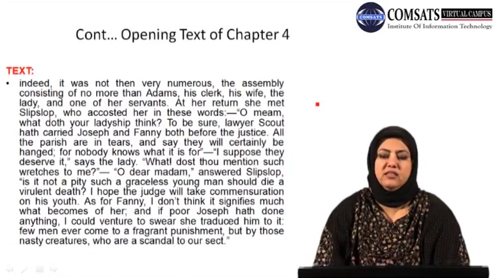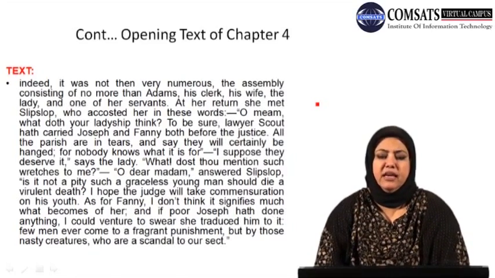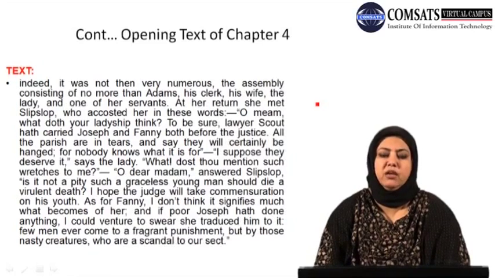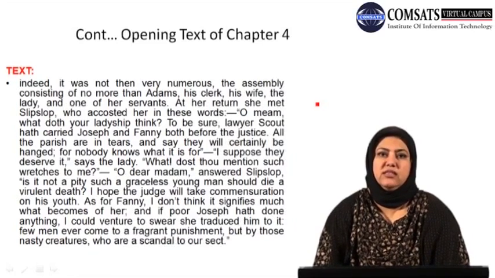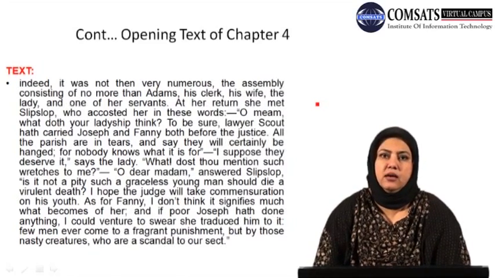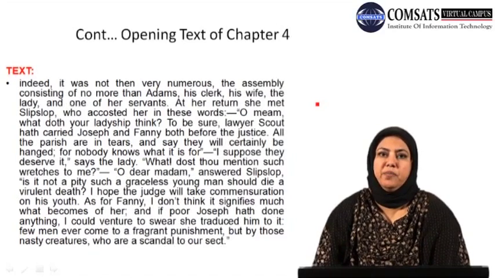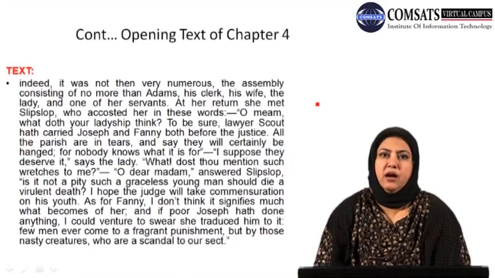The second thing that is important is her attitude towards Fanny. What she says is, as for Fanny, I don't think it signifies much what becomes of her. So she is completely disinterested in the fate of Fanny. This cruel-heartedness is a very significant feature because combined with hypocrisy and vanity, this becomes one of the significant ills of the society of the times.